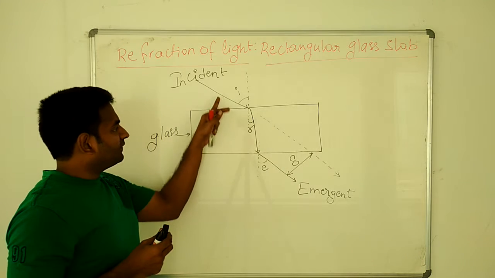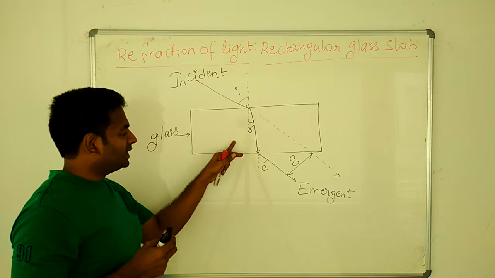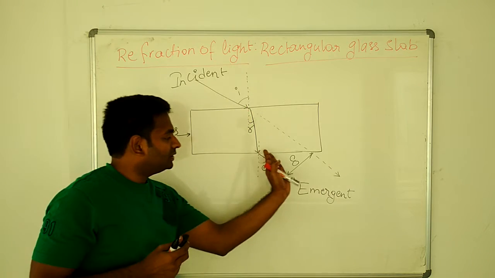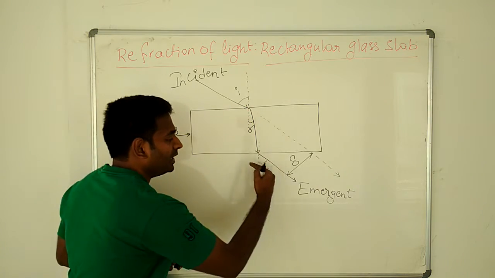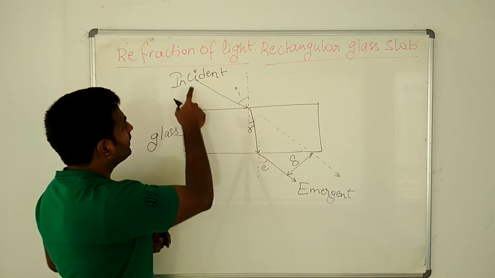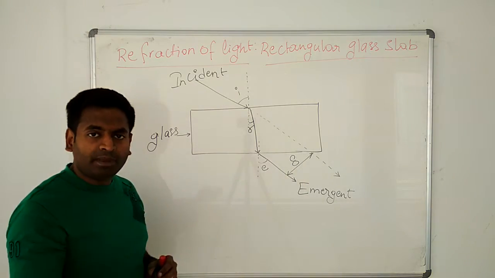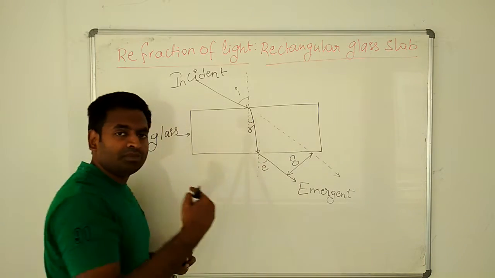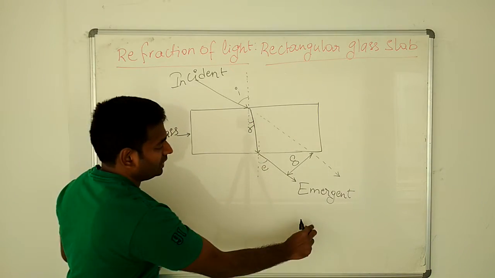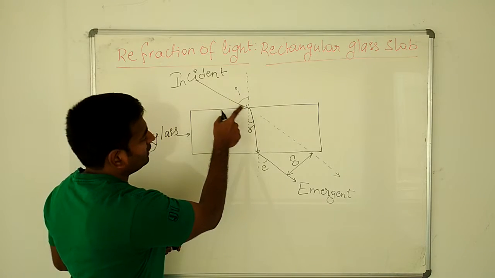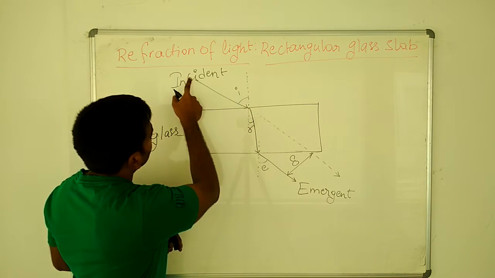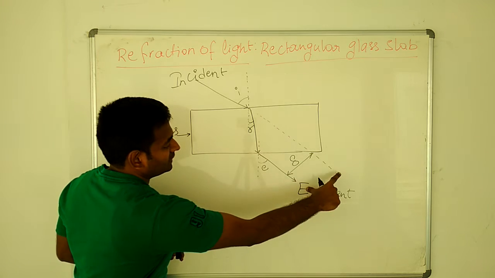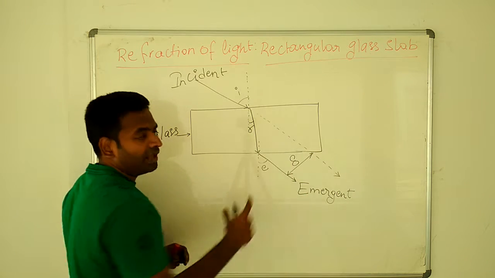Since the interface is air and glass here, and here glass and air, however much it bends towards the normal, the same magnitude it would bend away from the normal. So this incident ray and emergent ray will be parallel, because whatever the bending is at this interface, the same thing would be unbent. So if we project this incident ray, the dotted line, we will see this dotted line and the emergent ray are parallel.